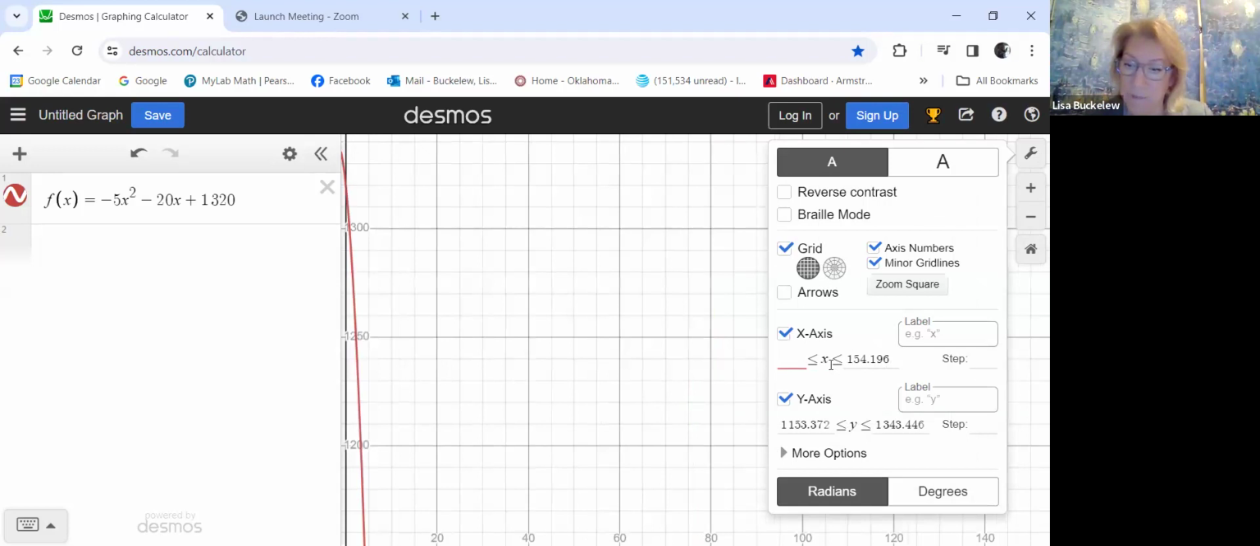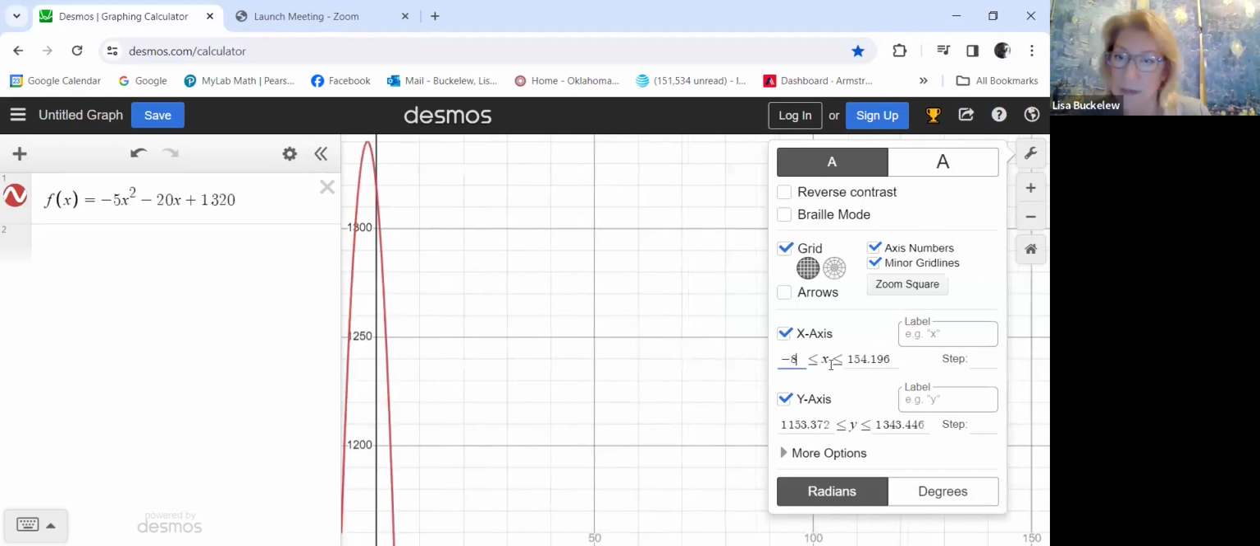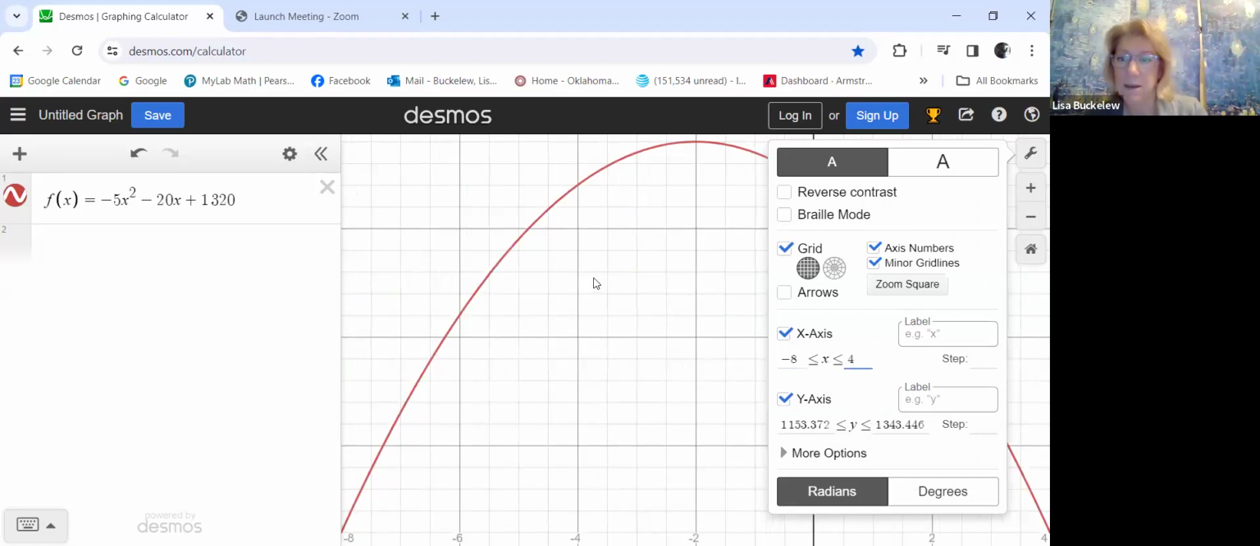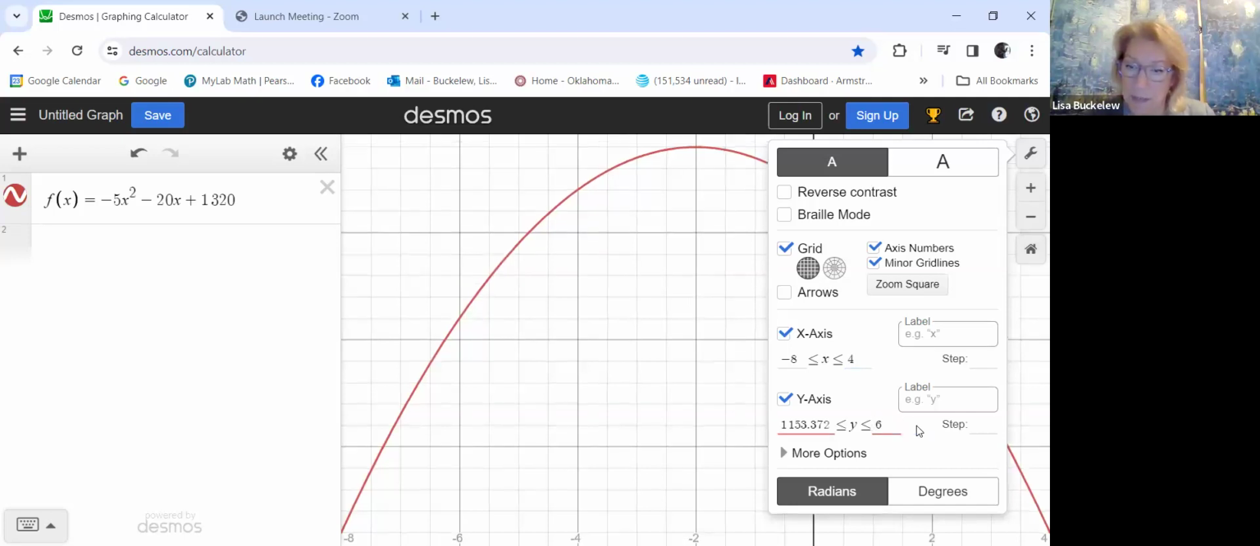Let x go from -8, is that -8, and then to +4. Okay, and then the y min was 1100 and something. I'll leave that one. The y max was like 1400. I'll go ahead and put that back in.